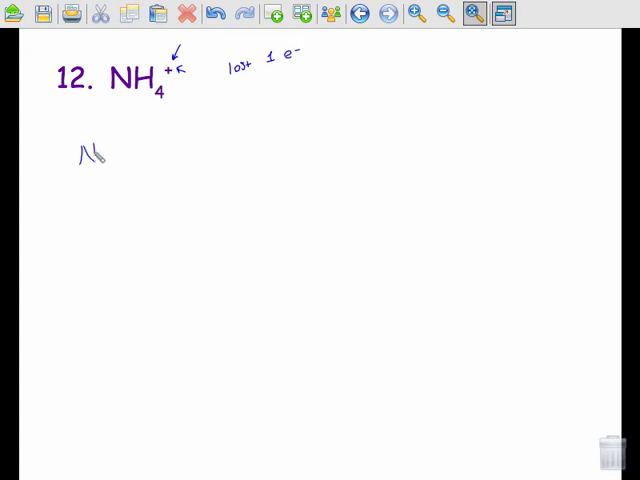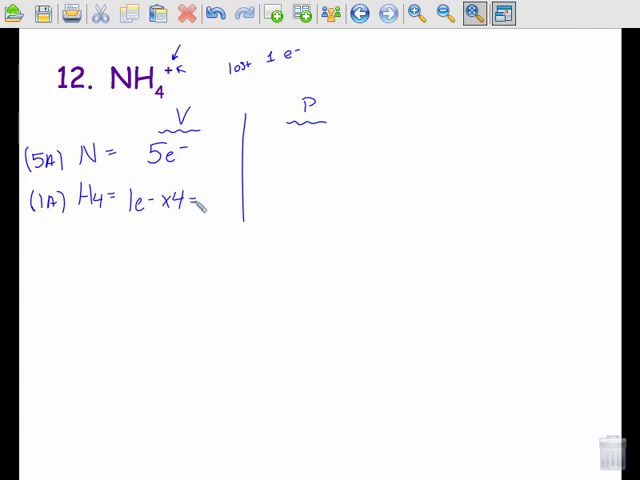As we've been doing, I'm going to write N and H4, identify their groups, V for valence, P for probable. So nitrogen's going to have 5 valence, hydrogen's going to have 1 times 4, which is a subscript, for a total of 4. So my initial count for the number of valence is 9.